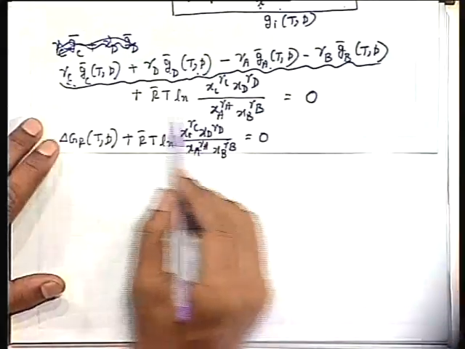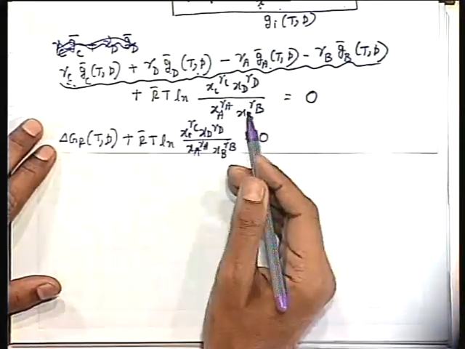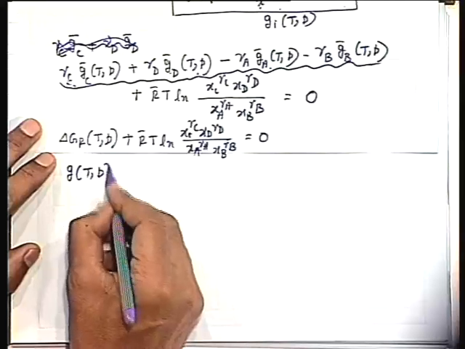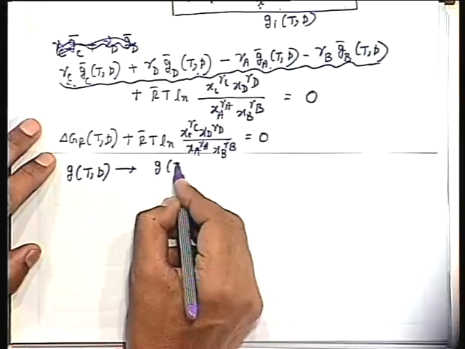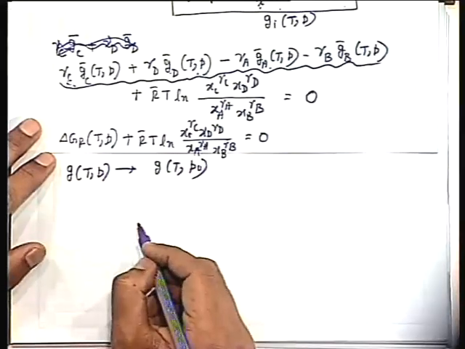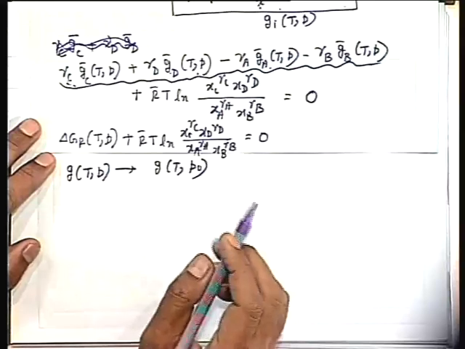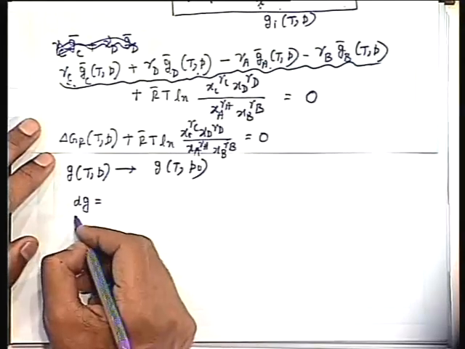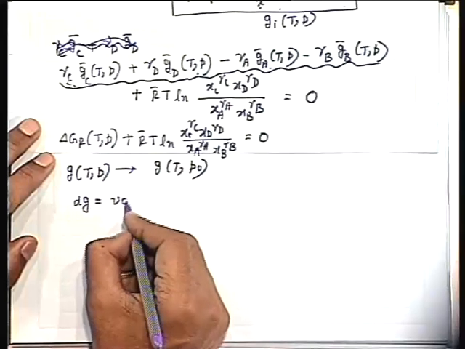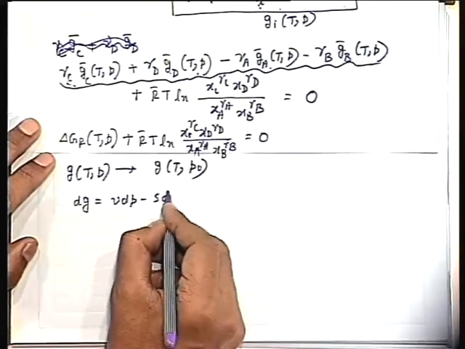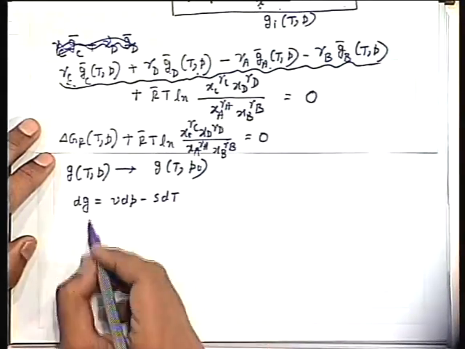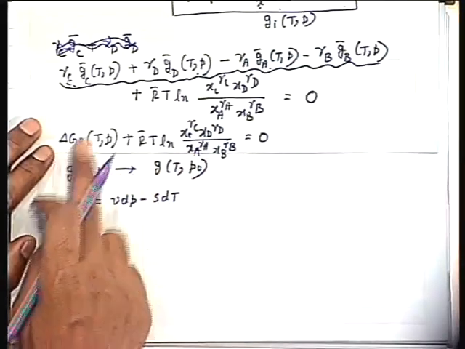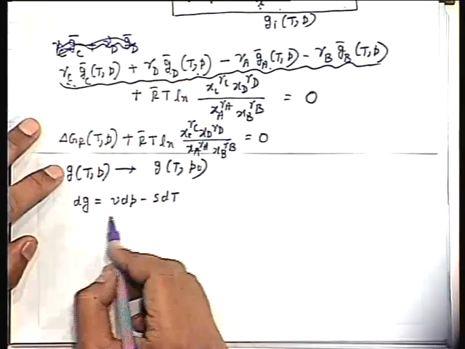Clear? Now what I do, I just update G at T and P to G at T and some reference pressure P0. How to do it? This is simple, you can understand. If you recollect your earlier definition, dG, the molar Gibbs function, is V dP minus S dT. This is the molar Gibbs function for a pure component, when the ith component is the pure component here. It is for all pure components. This is all right.